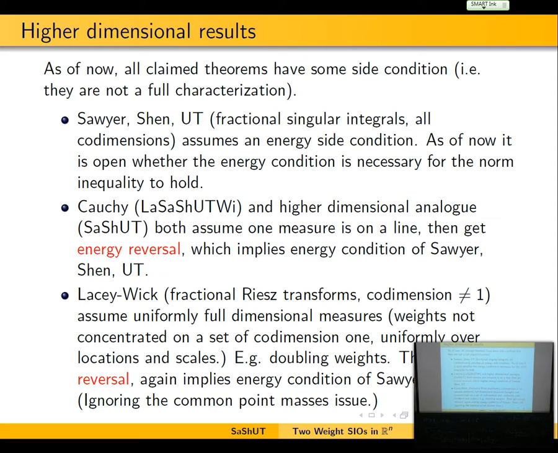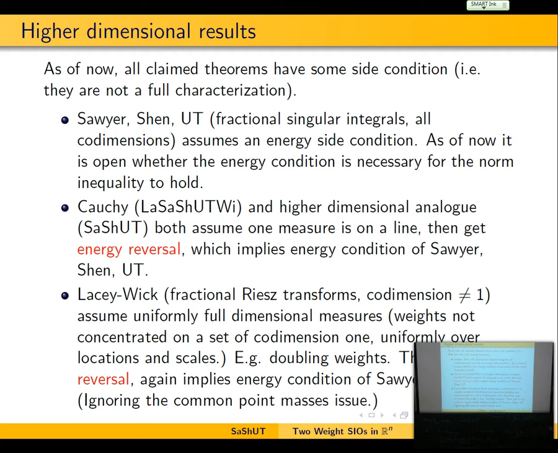And then there is another theorem, which is just for fractional Riesz transforms, but codimension not equal to 1, in which you assume uniformly full dimensional measures. So this is something, whatever it is. Basically, it says that the measures are not, in a quantitative way, concentrated on sets of codimension 1 uniformly over all locations and scales. Any doubling weight will satisfy this. Any A-infinity weight will satisfy this. Okay? Both in this Cauchy and in this case, even though the proofs are not formulated like that, you can check that in these two cases, you satisfy the energy condition here.